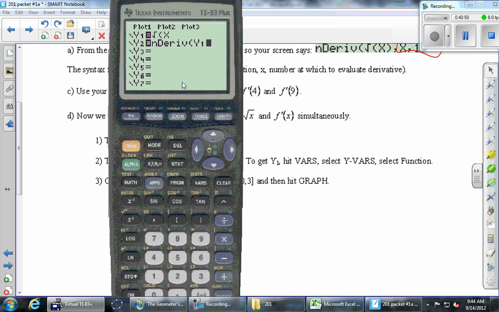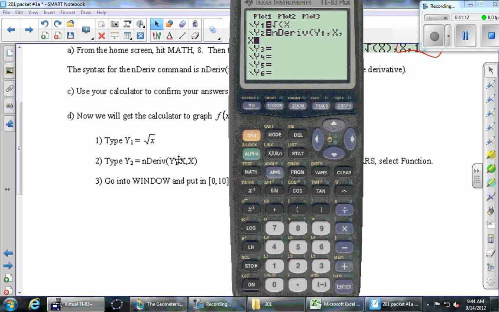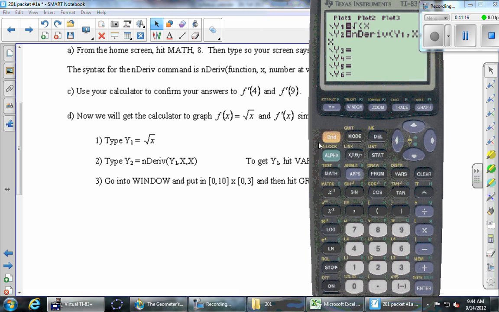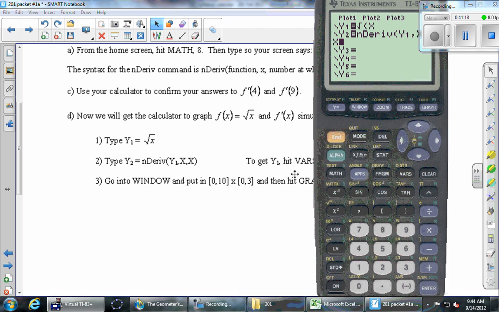Okay, what comes after the function? We go comma, and then we go x, and then we go comma. Now on the home screen, we had to type in a number. Find the derivative at 4. But here, you can tell the calculator to find the derivative everywhere by putting another x. And so I think I wrote that out. It's right here. So y1, comma x, comma x. And then I said what a good window is. We can try 0 to 10 and 0 to 3.